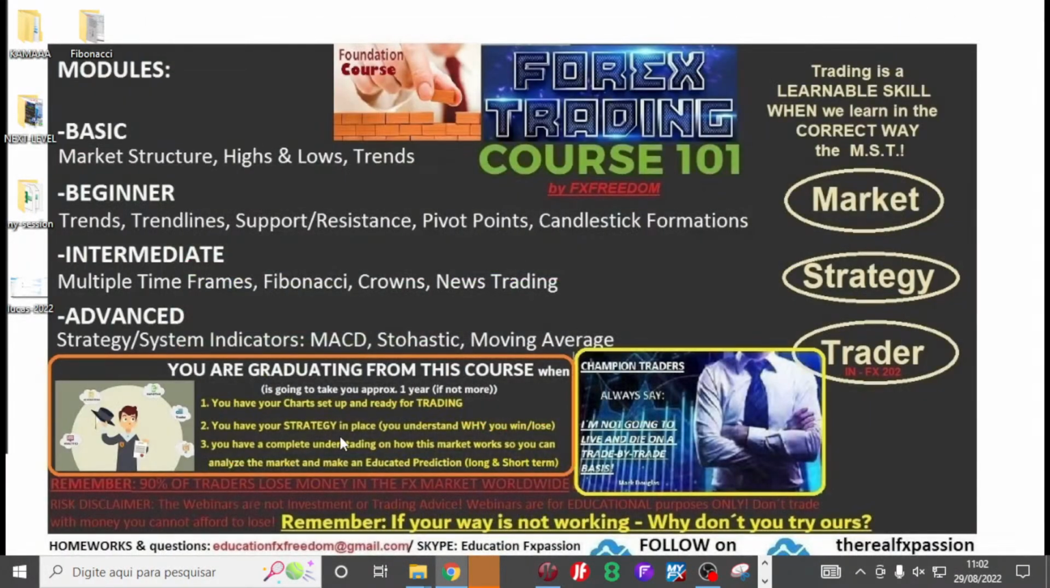Number two, you have your strategy in place. You understand why you win, why you lose. So you need to have a more or less understanding. Do I need to be profitable? Absolutely not. But you need to have an understanding on how you trade, why you enter in here, why you enter there, why you exit there, makes sense? And lastly, number three, you have a complete understanding on how this market works, so you can analyze the market and make an educated prediction. Long or short, do you want to buy for the week, do you want to sell for the week on the 1 hour, 2 hour, 4 hour chart?